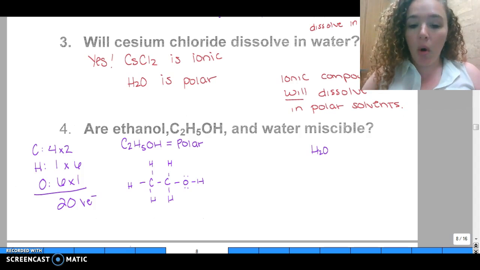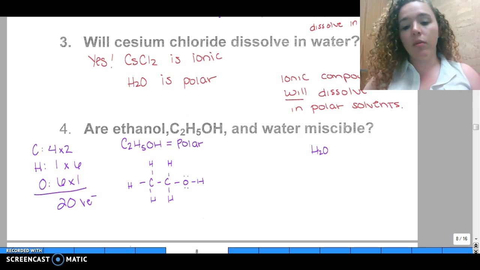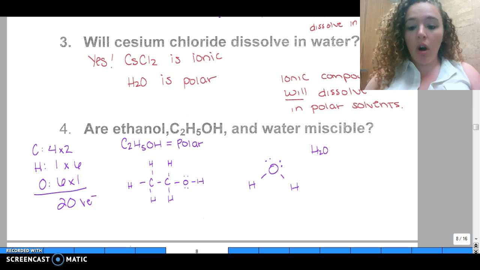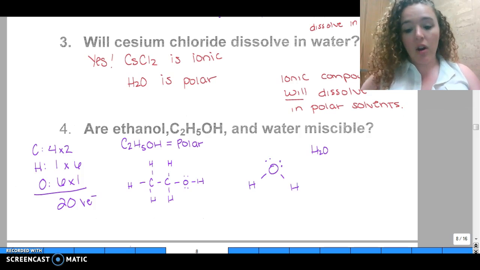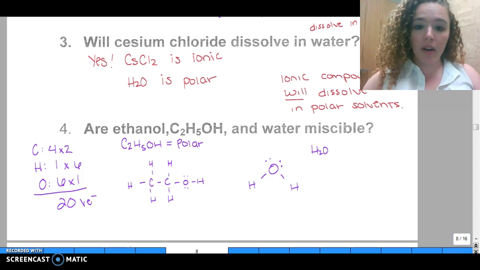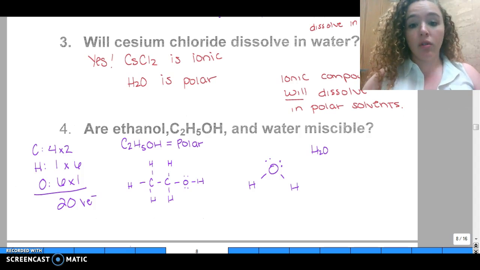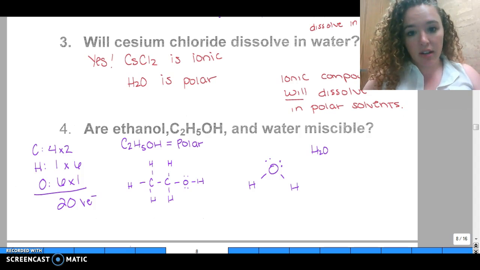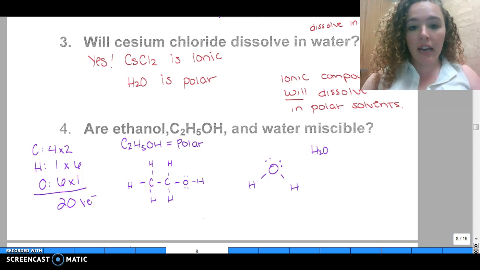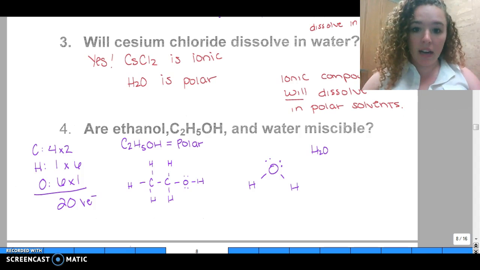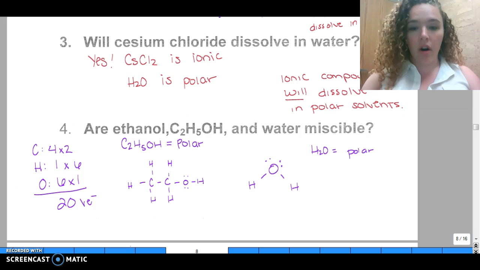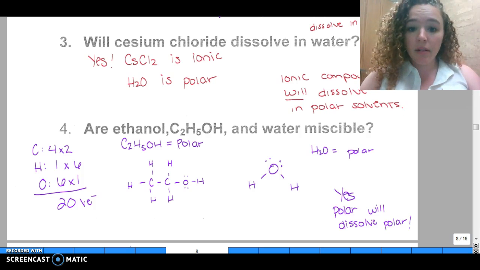So we have a polar ethanol molecule, and we want to take a look at water. Water, we know the structure looks just like that, where you have two hydrogens and two lone pairs hanging off your oxygen. What you'll notice is, again, we have lone pairs on our oxygen. Again, that results in unevenly shared electrons. That partial negative and the partial positive from the hydrogens is going to result in water being polar, which we knew already. So, are these two things miscible?